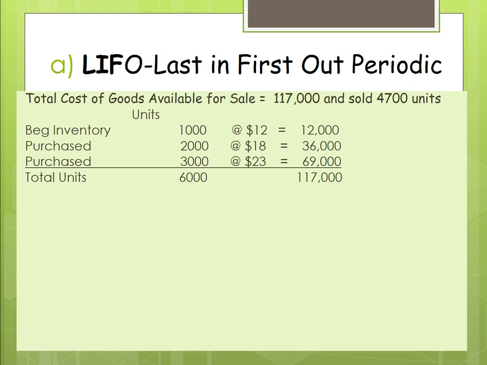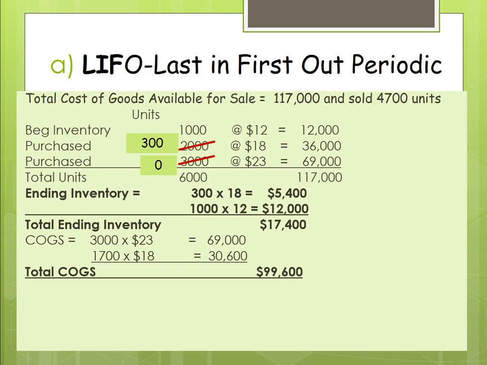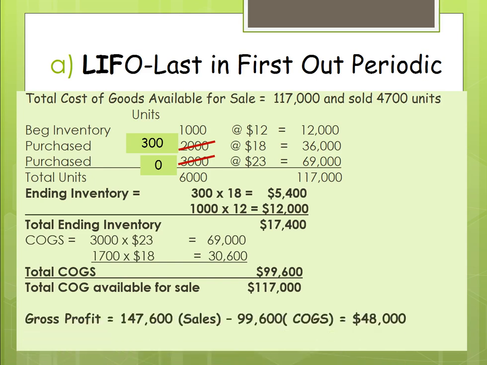Now let's do the same problem doing LIFO. Last in is the first out. Now, when we do LIFO, what we do is start with our most recent purchase. So we're going to take 3,000 at $23 for cost of goods sold. And we still have 1,700 left, so we're going to take them out of the $18 group. And it's going to leave behind 300, but 1,700 are going to go to cost of goods sold. Now we have our cost of goods sold. Now we can figure out our ending inventory. We add those two together. They give us our 117. And now we can figure out our gross profit.